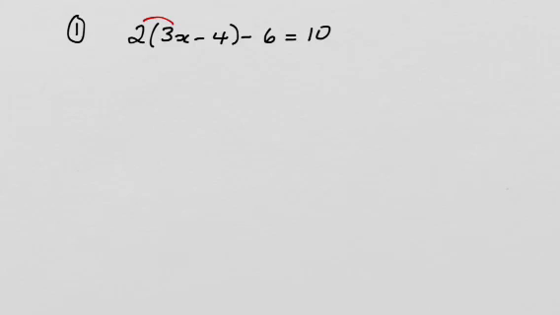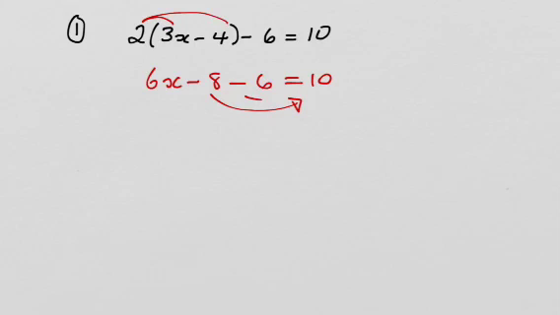So 2 times 3x, take away 2 times 4. Now you do not have to do 2 times 6 equals 10. So 2 times 3x is 6x, take away 2 4s. Do not do anything with the 6 equals 10. Then we just need to get the negative 8 over, the negative 6 over, sort out the 6 in front of the x, and you can work out what the answer is.